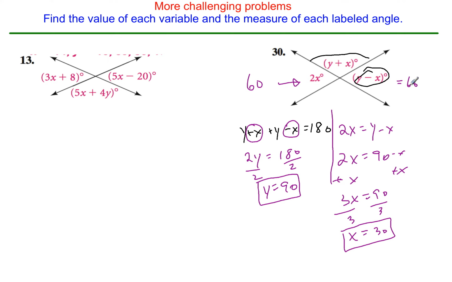What should the measure of this angle be? Well, it should be 60's supplement. In other words, what is 180 minus 60? Should be equal to 120. Let's see if it is. This angle here is represented by y plus x. If y is equal to 90 and x is equal to 30, 90 plus 30 is equal to 120, so that definitely works. Let's learn a couple of other theorems which are going to be important.